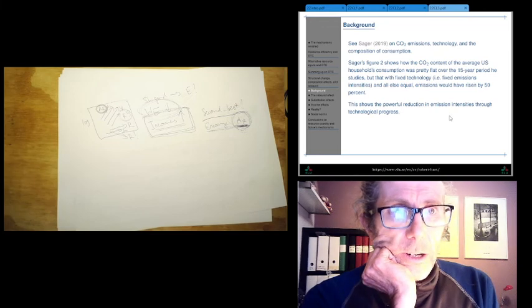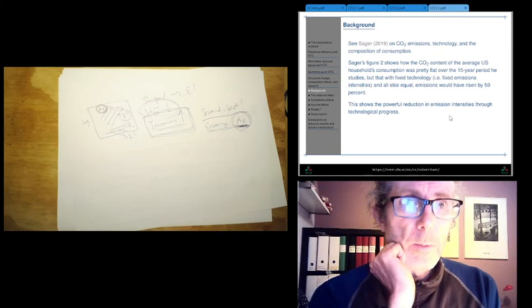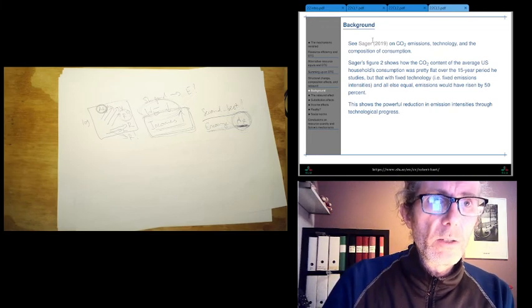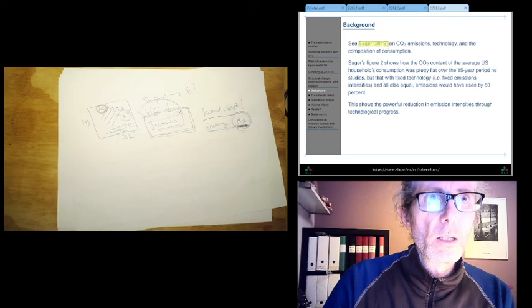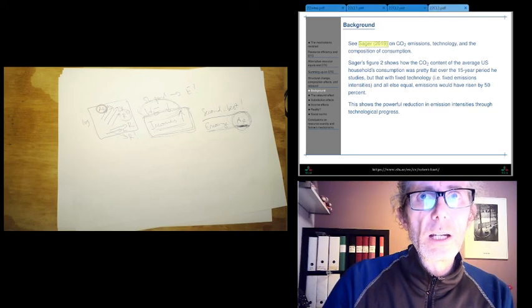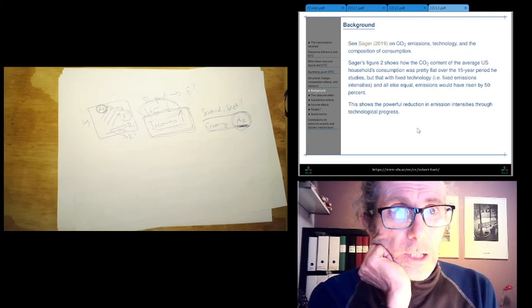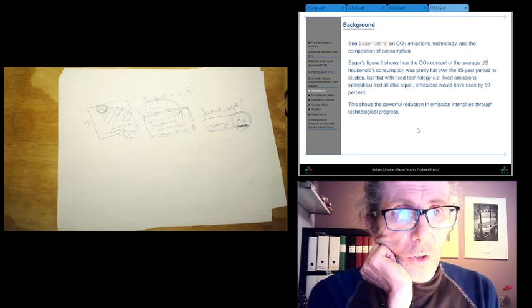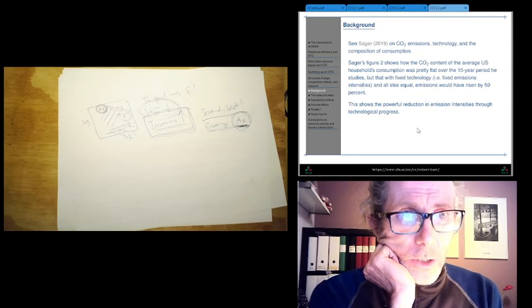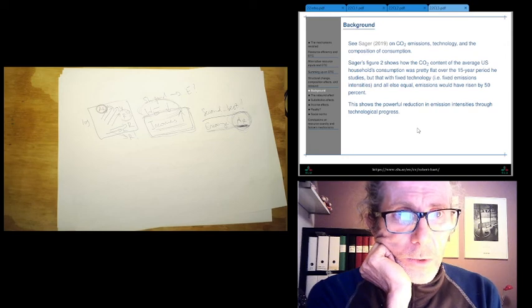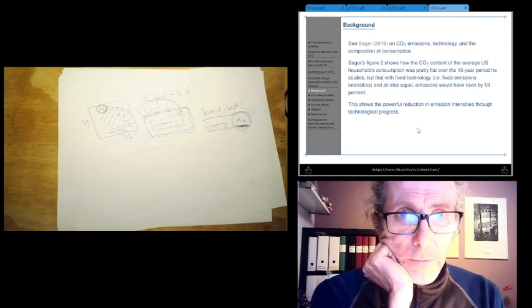A bit more background. You should have a look at this paper by Sager. Okay, that link takes us to the actual paper. I'm not going to show you the paper, but you should follow the link and have a look. Figure 2 in Sager shows that the CO2 content of the average US household's consumption was pretty flat over a recent 15-year period.